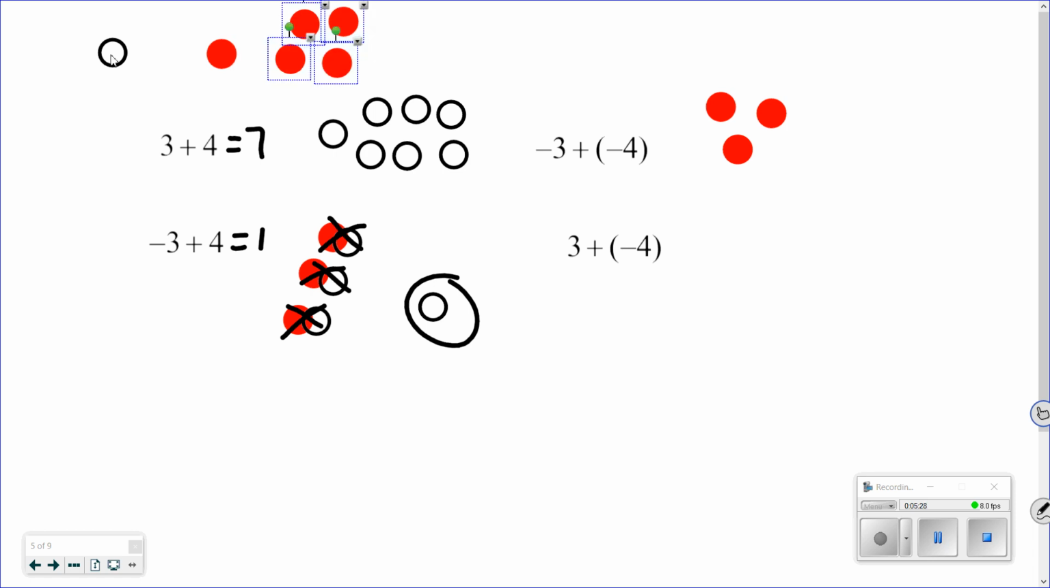Okay, and what's going to happen with those is they're not going to cancel each other out. If I add 3 negatives and 4 negatives together, all I have is 7 negatives. So that's my answer up here, -7. Let's do this last one.